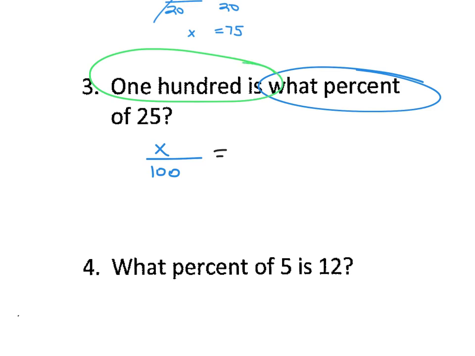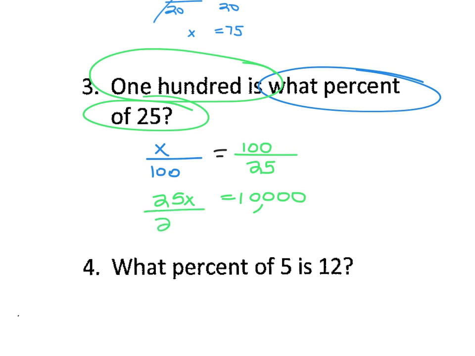100 is, so is over of, our 100 will be on the top. That's our part out of our whole. And then it says of 25, so over 25. Again, percent out of 100 equals is over of. X times 25 is 25x.